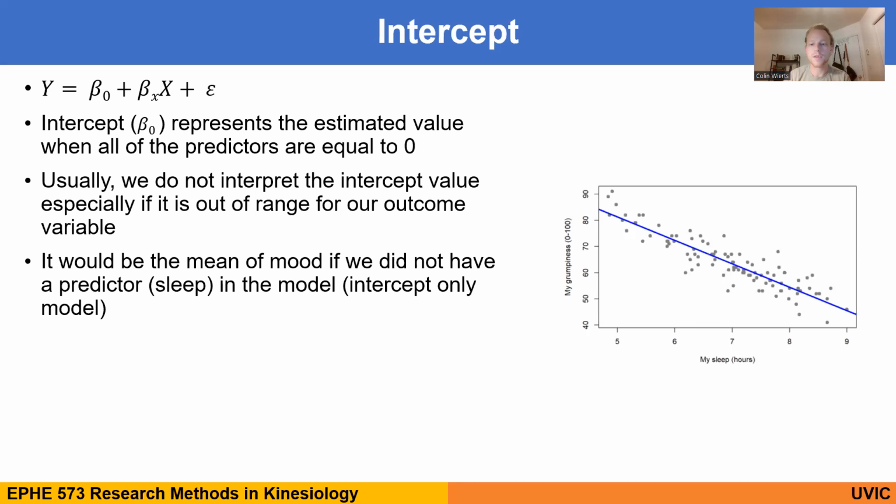So when we're thinking about the intercept, this represents our estimated value when all our predictors are equal to 0. And usually we don't interpret the intercept value or draw much meaning from it, especially if it's out of range for our outcome variable.